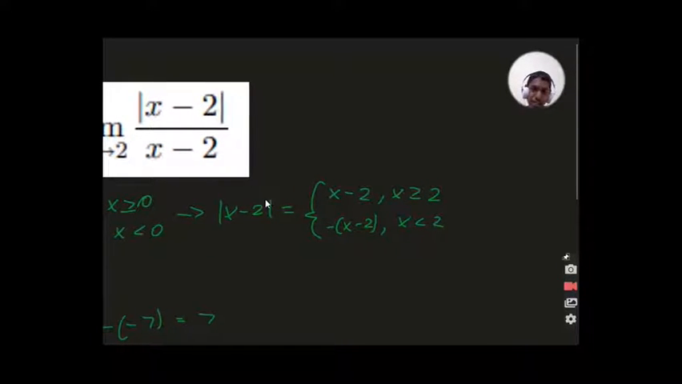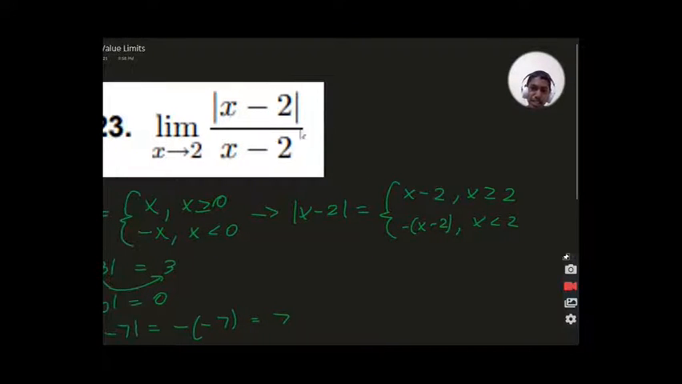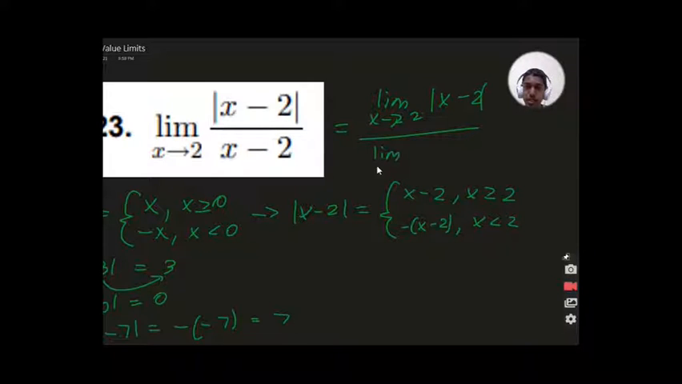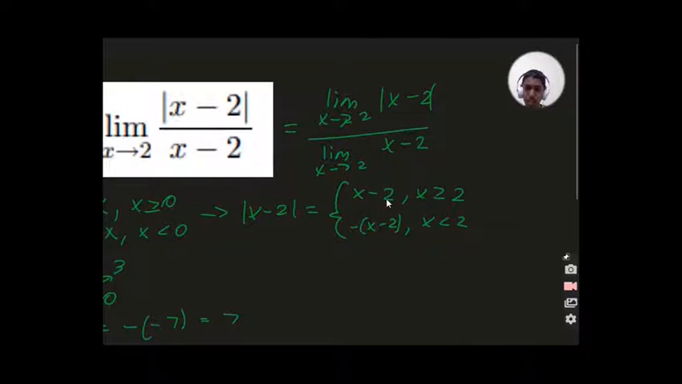Since by limit properties, this limit is going to be equal to the limit of the absolute value of x minus 2 over the limit of x minus 2. I think we can just go ahead and check this first.